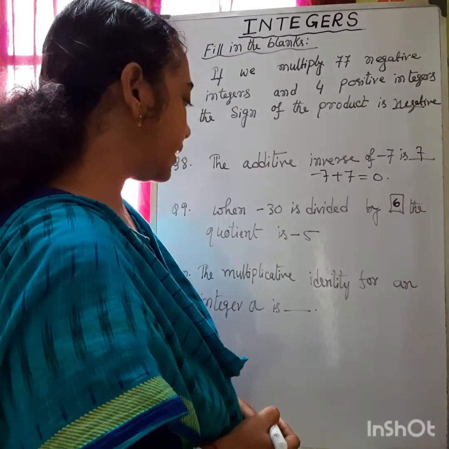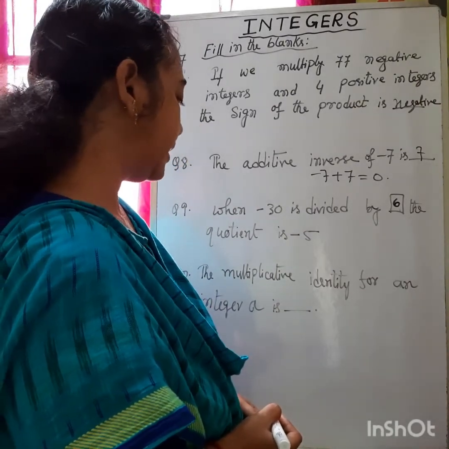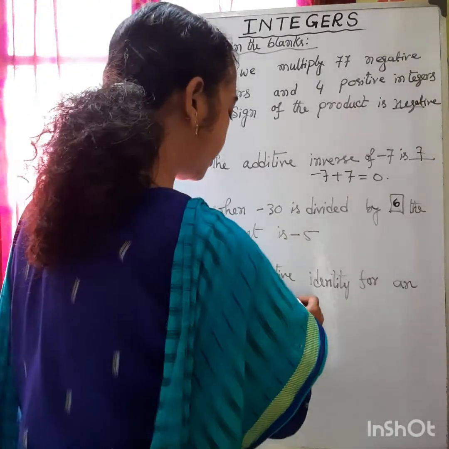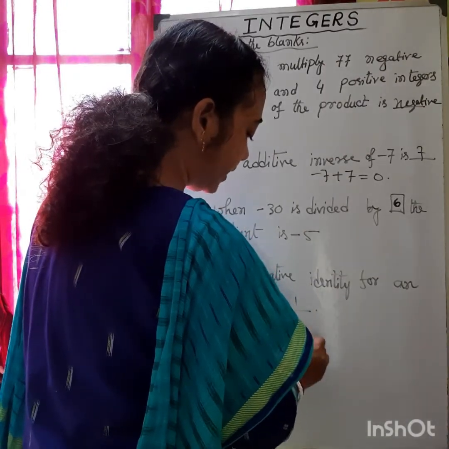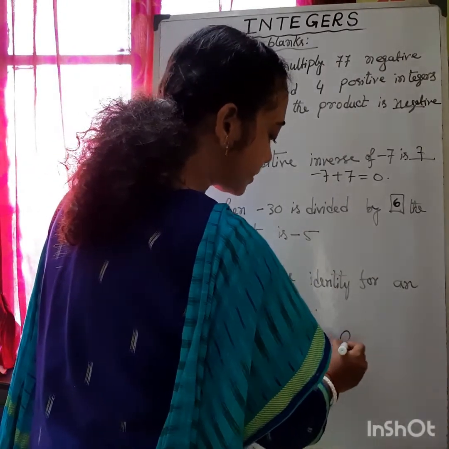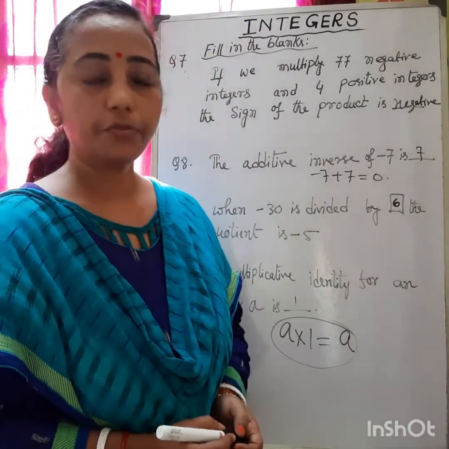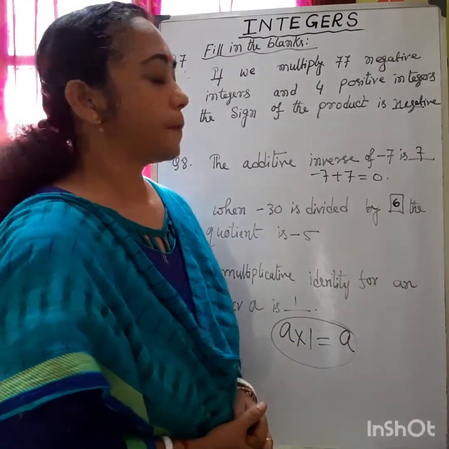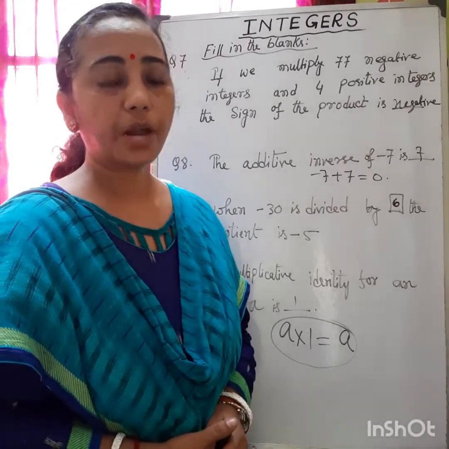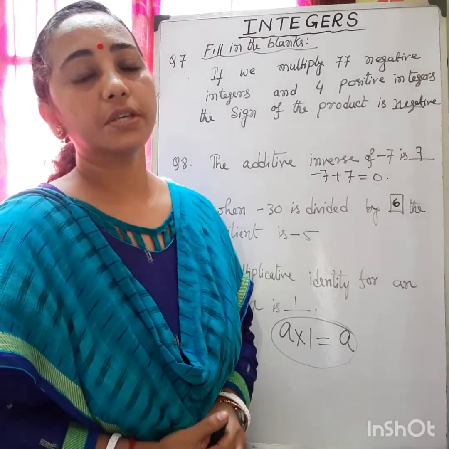Now the multiplicative identity for an integer a is 1, because if you multiply any integer with 1, you will get the same integer. So 1 is called the multiplicative identity for any integer. So in this way, you try some questions which are given in your book.